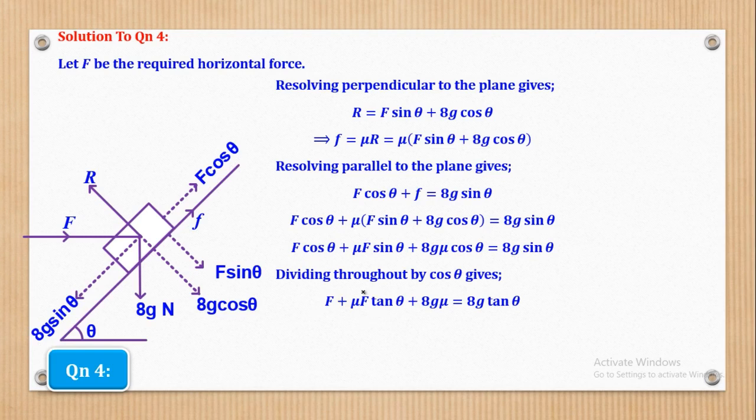So in that case, now my aim is to make capital F the subject, and when I make capital F the subject, I'll come up with capital F being equal to 8g in brackets tan theta minus mu, everything divided by open brackets 1 plus mu tan theta. So basically that's what they wanted in this question, and now let's see how marks can be awarded.